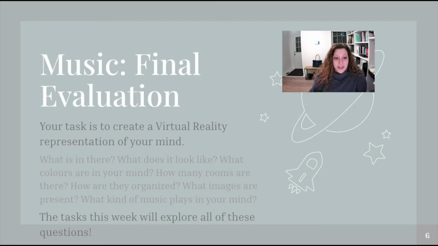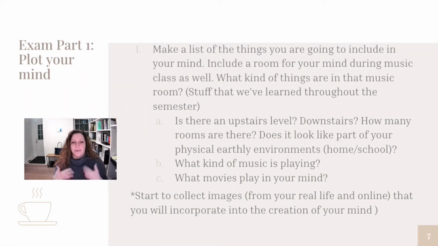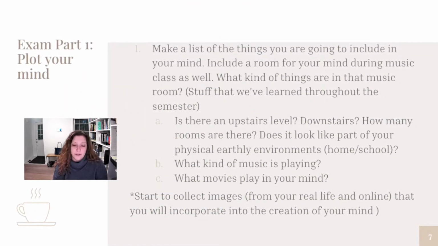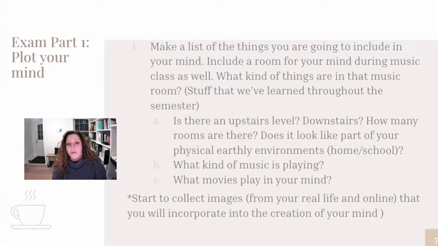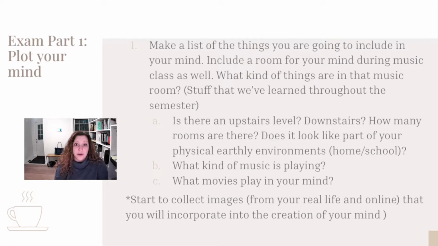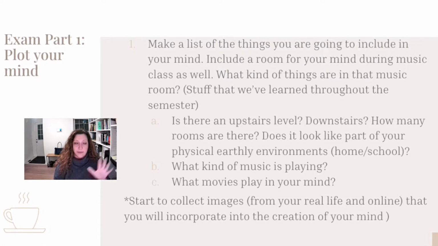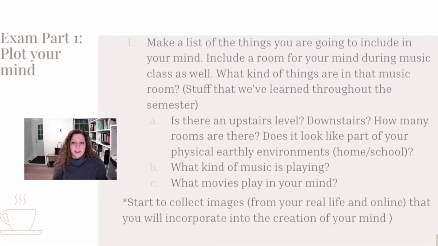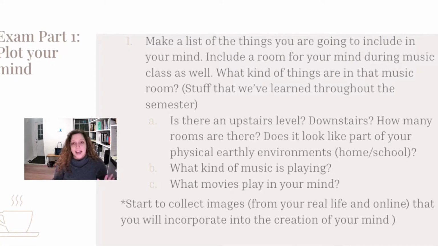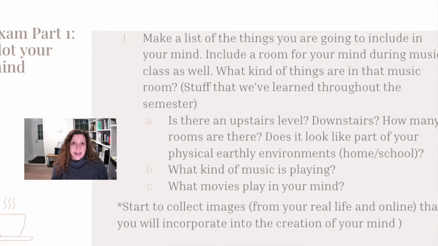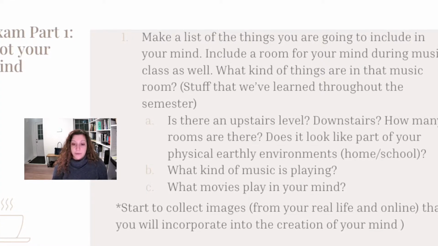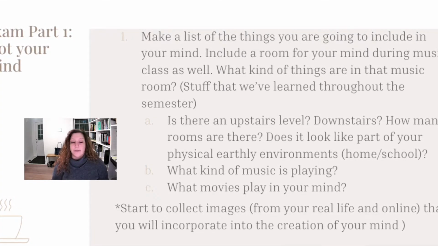So we are starting off today with plotting your mind. So we're just going to start to make a list and a plan of what our mind looks like. So we started to do this a little bit last time that I saw you. So we're going to make a list of things that you're going to include in your mind. So separate your mind in the rooms that you want to have in there and include a list that you have to have in each of those rooms. So maybe a list of at least 3 items per room. And more in the music room.